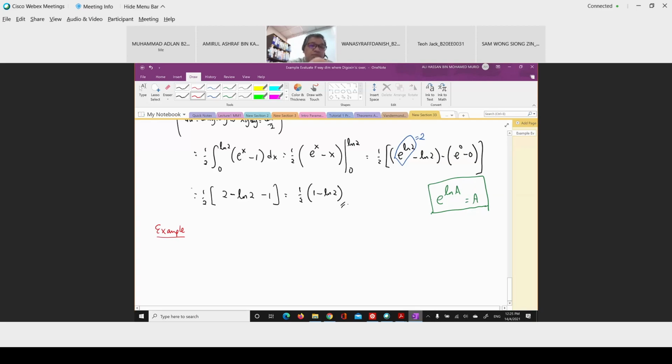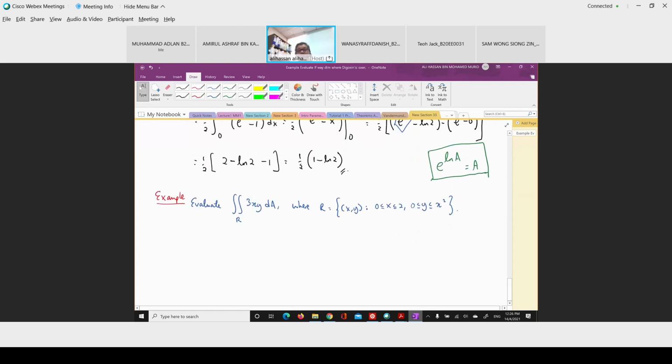Evaluate this integral here, 3xy dA, where R is a domain consisting of all points (x, y) such that x is between 0 and 2, but y here is bounded between 0 and x squared.